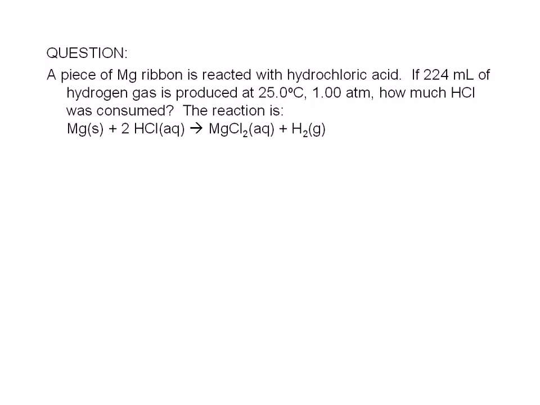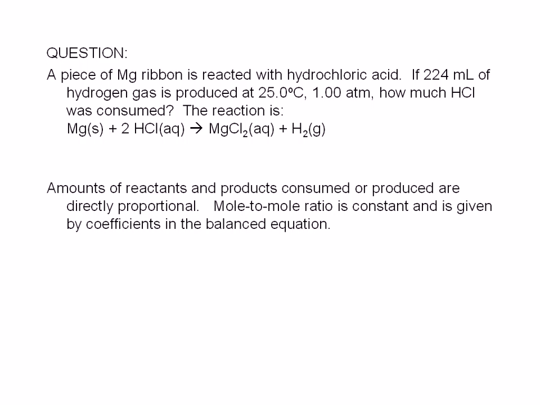A piece of magnesium ribbon is reacted with hydrochloric acid. If 224 milliliters of hydrogen gas is produced at 25.0 degrees Celsius, 1.00 atmospheres, how much HCl was consumed? The balanced equation for this reaction is Mg(s) + 2HCl(aq) → MgCl2(aq) + H2(g).